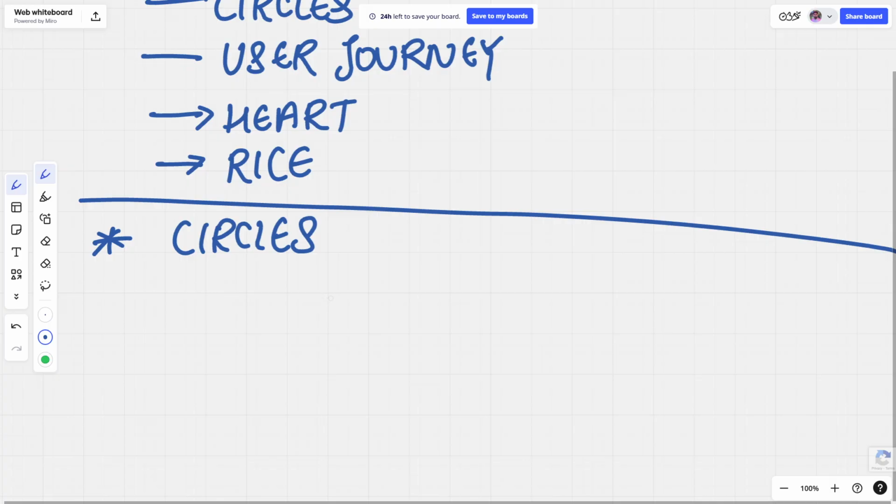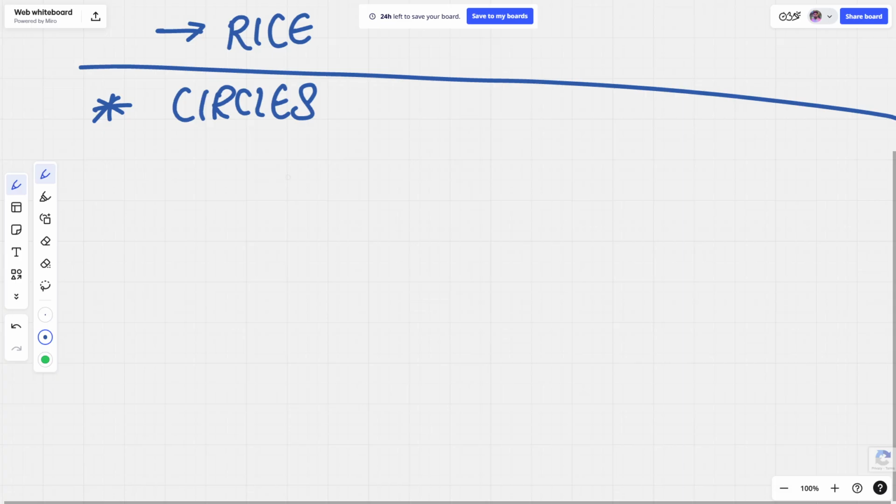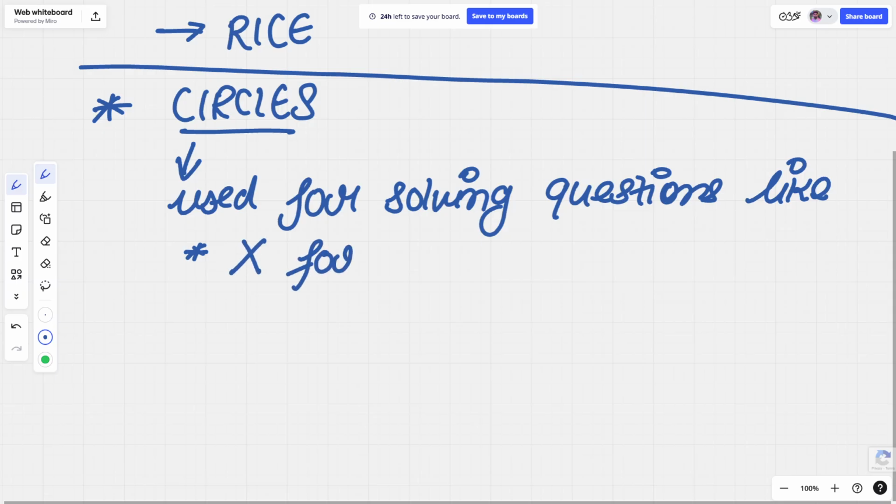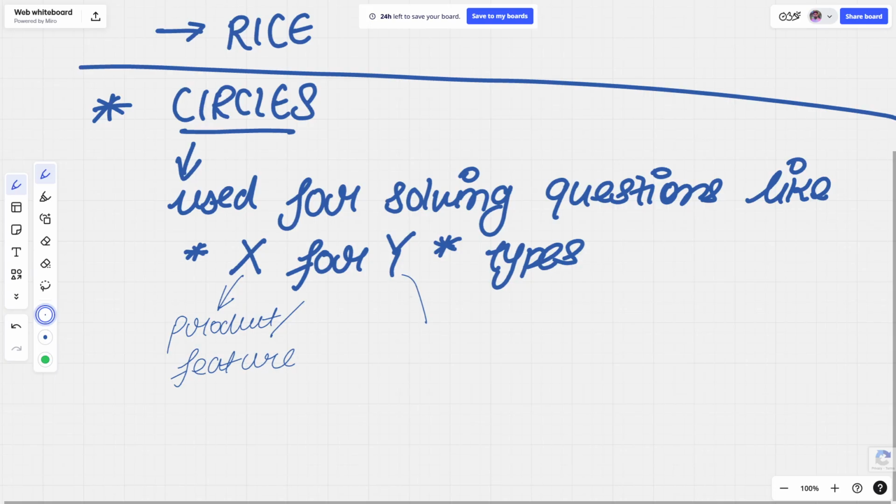Basically, before proceeding with the CIRCLES framework, so let's proceed with it. The CIRCLES framework is used for solving questions like X for Y types, where X is our product, it could be our feature, and Y is the segment of users we are targeting.